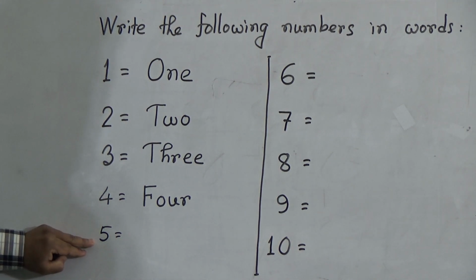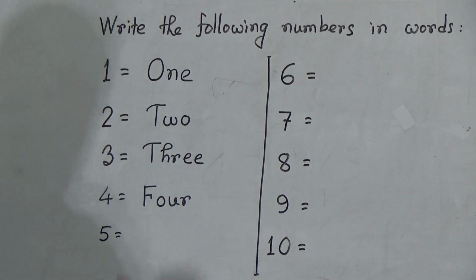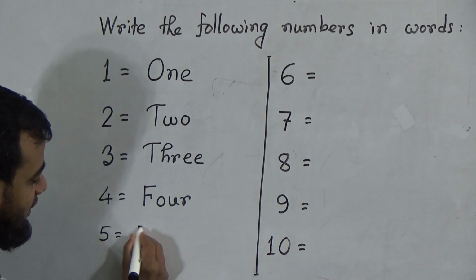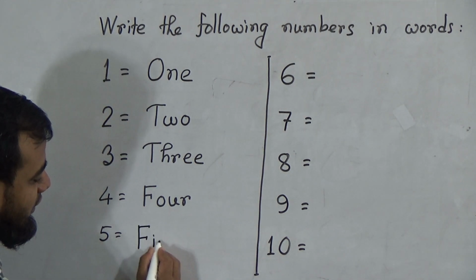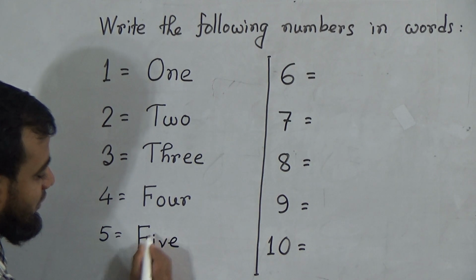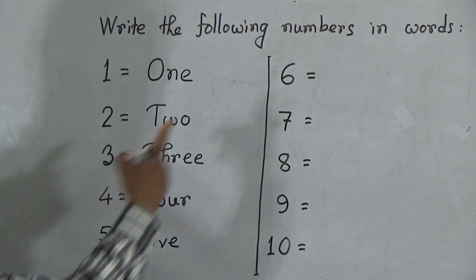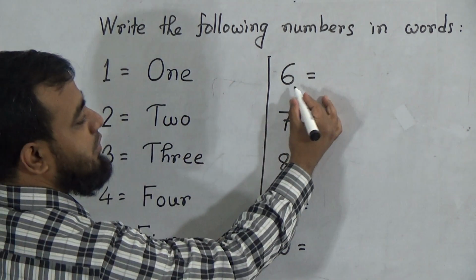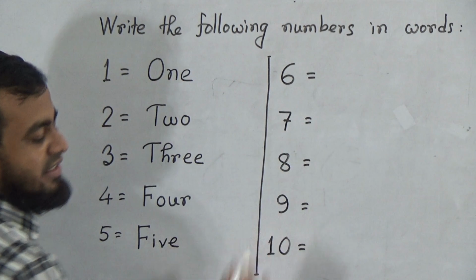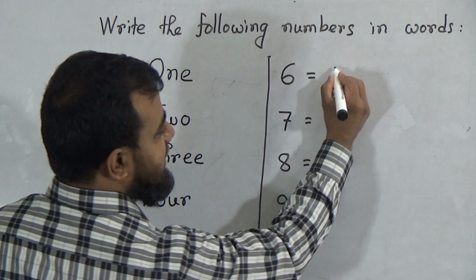This is 5. We should write down the spelling of 5. The number 5 is F-I-V-E, 5. Now after 5 we go to the right side, because on the left side we have done already. On the right side we have the first number, this is number 6. The spelling of 6 is S-I-X.